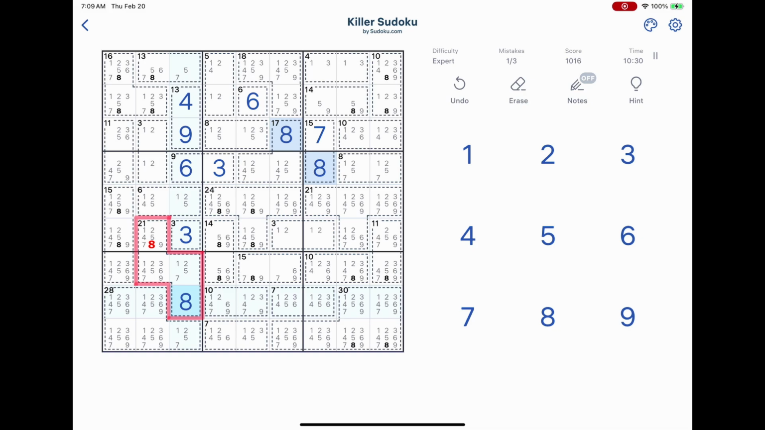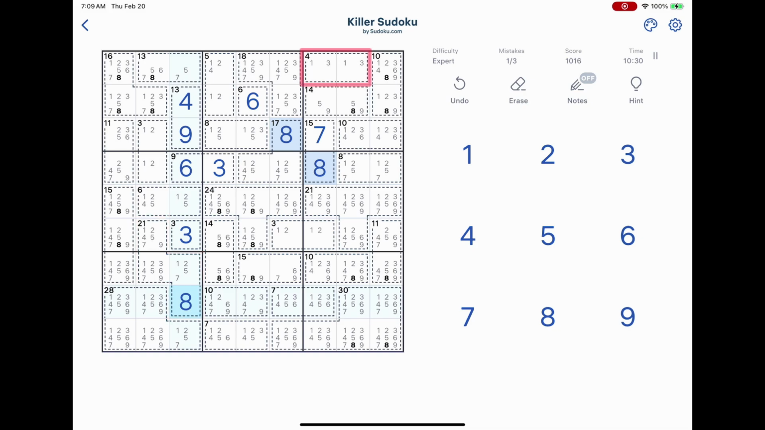But that 8 candidate would not have been eliminated because it's not in the same block, row, or column as the 8 result. Since it's in the same sum, we had to eliminate it. This situation happens from time to time, so try to be aware.